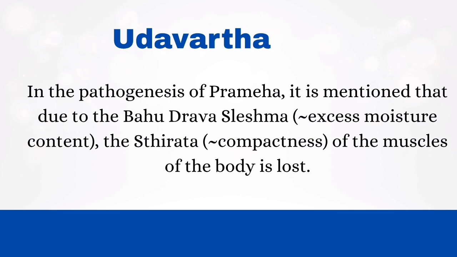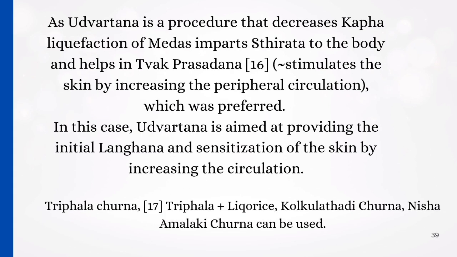Udvartana. In the pathogenesis of Prameha, it is mentioned that due to the Bahudravya Sleshma, the sthirata of the muscles of the body is lost. Udvartana is a procedure that decreases kapha, liquefies the medas, imparts sthirata to the body and helps in Tvakprasadana. Udvartana is aimed at improving the initial langhana and sensitizing the skin by increasing circulation. Triphala Churna, Triphala and licorice, Kolakulatthadi Churna, Nishamalaki Churna can be used in the Udvartana procedure.